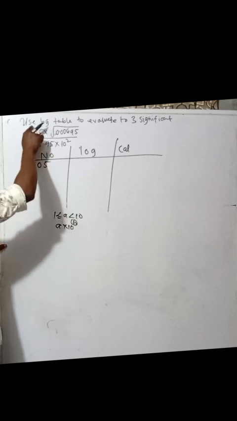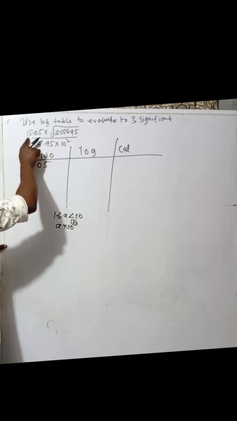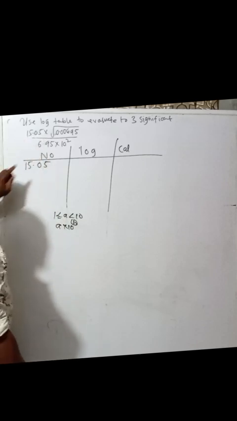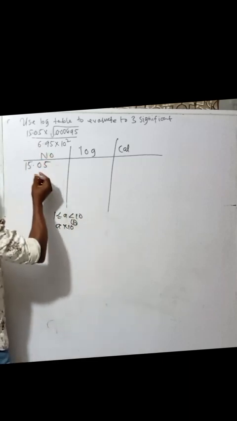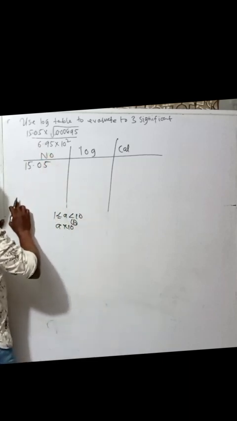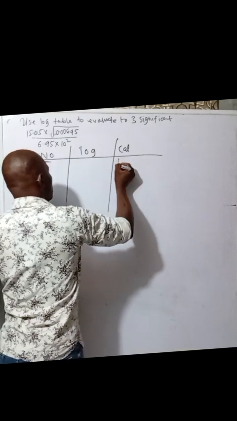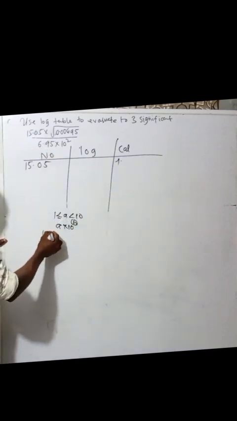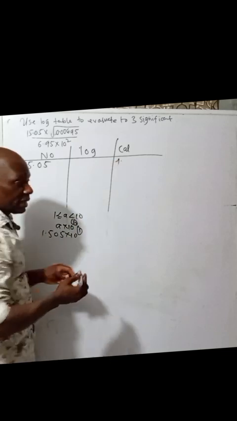So that means we need to move the decimal point one place. The number of times we move it will tell us the characteristics. Because this number is greater than 10, the characteristics will be positive. If the number is less than 1, the characteristics will be negative. So here, for 15.05, the characteristics is 1. If we express this number in standard form, it's going to be 1.505 times 10 raised to 1. So it is this one that forms the characteristics.